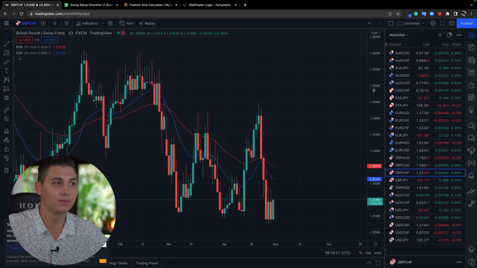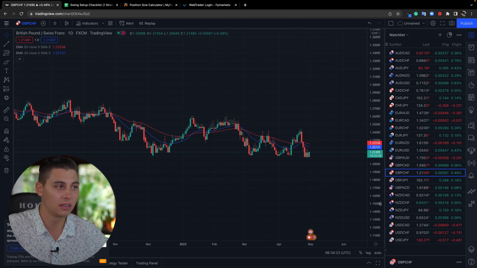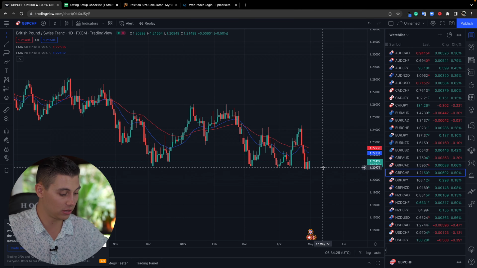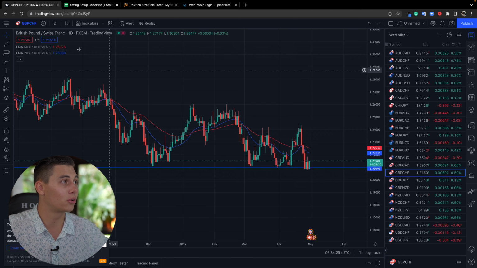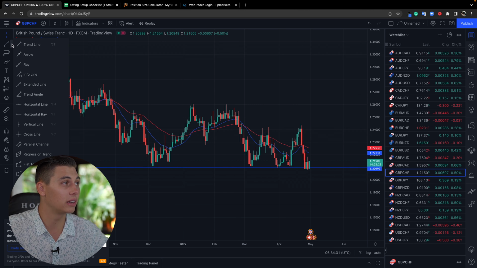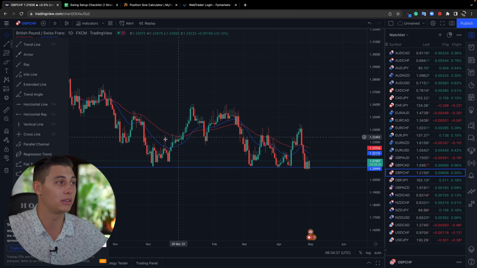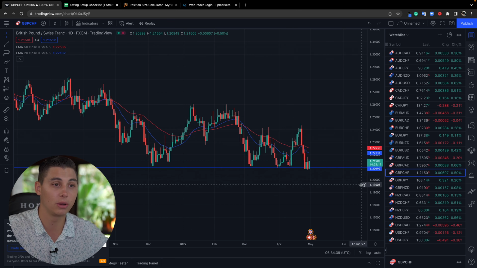So carrying on here, this is not a very nice setup. We've got a good support level. So this is what we're talking about, support and resistance. We've got the support level here. If you want to draw in support levels, it's over here. You can see a horizontal line, or on a Mac, it's Option H. That's what I've been using, Option H, and you can draw them in there as well.